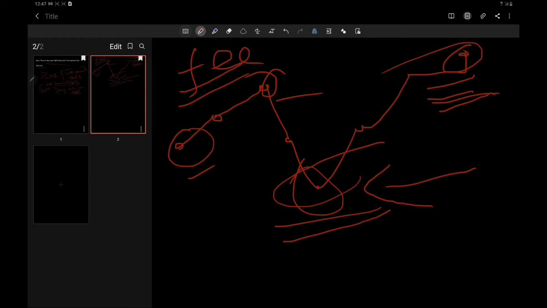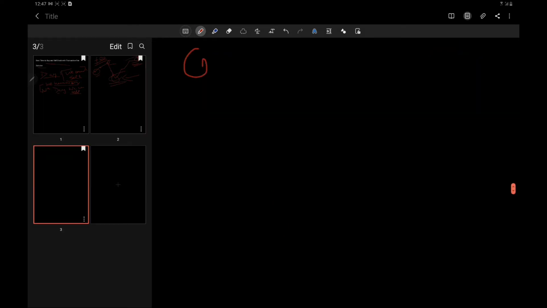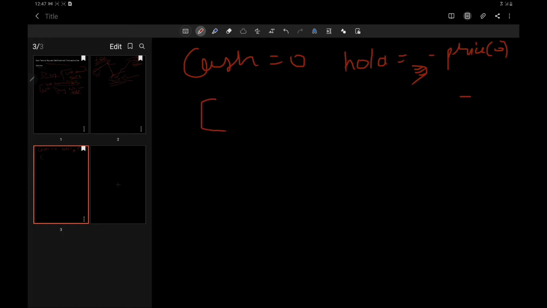So let's see how the code will look. Initially our cash, or profit, will be 0, and the share we bought would be of price negative, stating that we are buying on day 0. Let's take it up with an example.